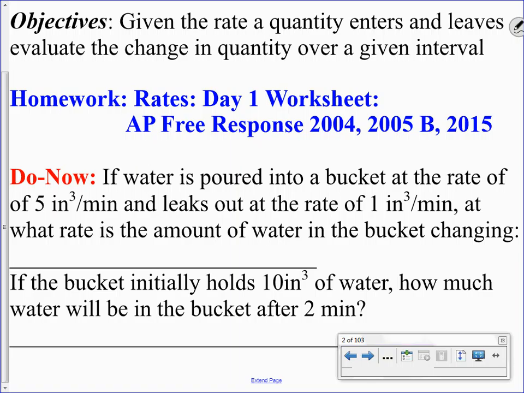To get the rate at which it's changing, you take the rate in and subtract the rate out. 4 cubic inches per minute, and it's positive 4, right? We're taking the 5, that's the rate in, and subtracting the rate out, so we wind up with a positive 4. So is the water in that bucket increasing or decreasing? Increasing. The rate at which the water is being poured in is greater than the rate at which it's leaving.